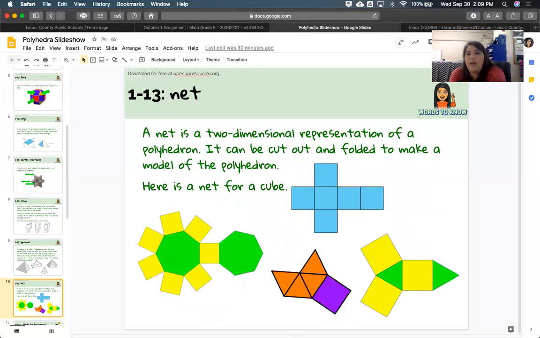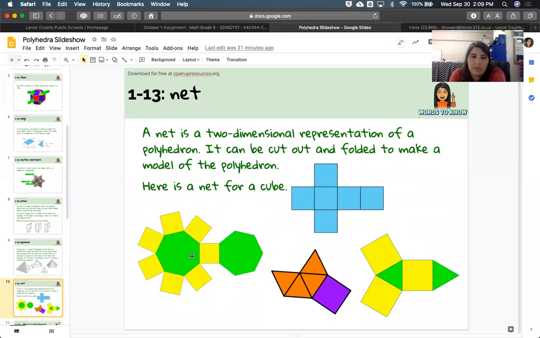And then we also have the vocabulary word net, and a net is a two-dimensional representation of a polyhedron. It can be cut out and folded to make the model of a polyhedron. Here is a net for a cube. So the blue one is a cube net. Then you have all of these other types of nets.